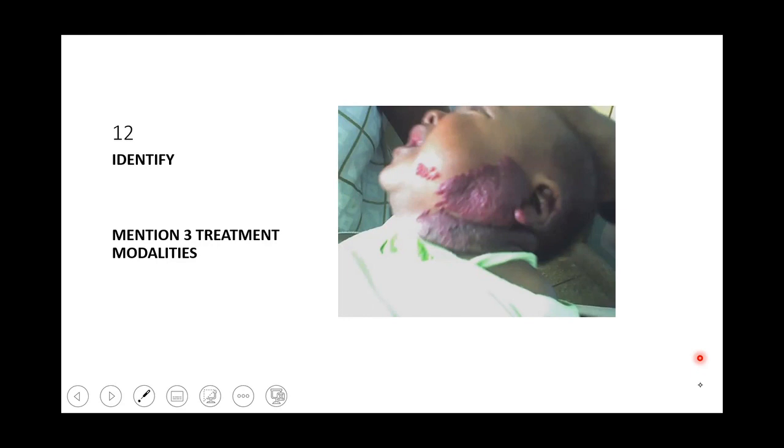What are the phases of hemangioma? There's a phase of proliferation. There's a phase of involution. And the third phase is involuted.